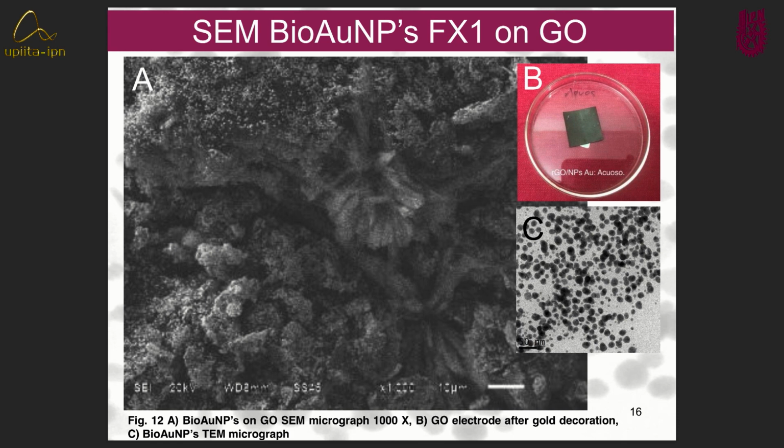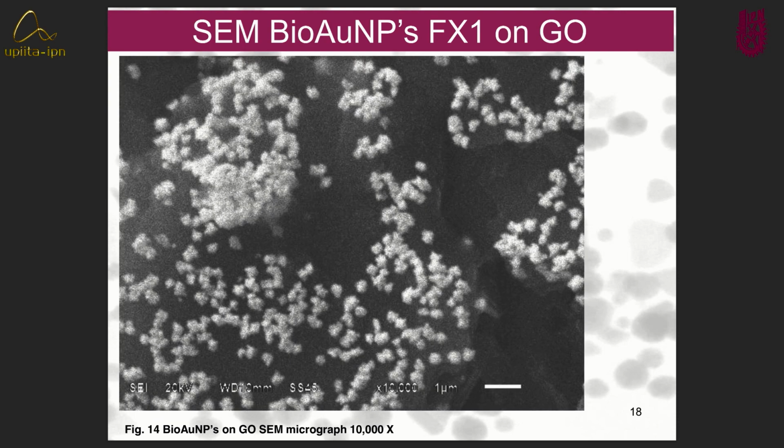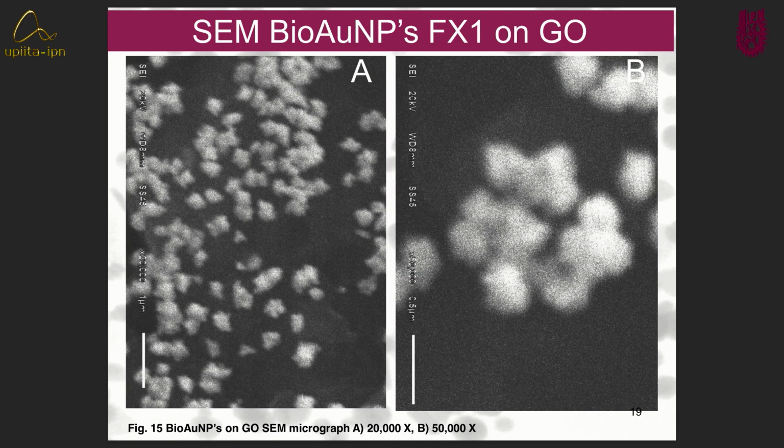After we make the procedure, we send this material to scanning electron microscopy. We can see the micrograph that is showing us many little points that are the nanoparticles that we are using. I will be showing the magnification of this same material. Here is at 5,000 magnification, the same. Here is at 10,000 magnification. We can see the morphology of these nanostructures.